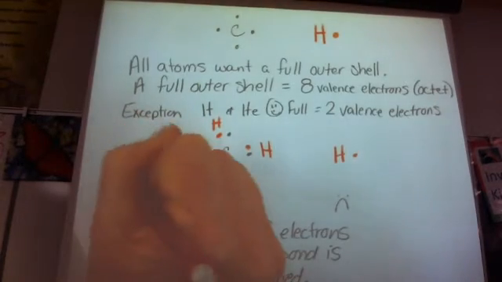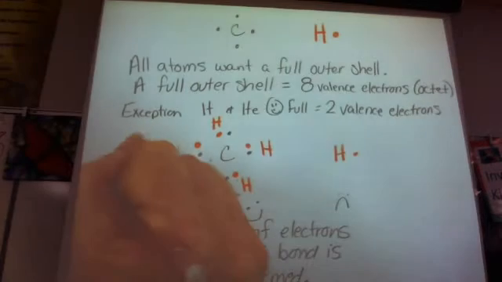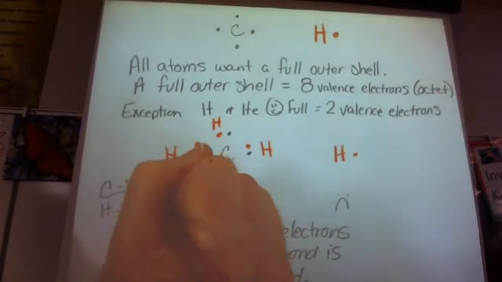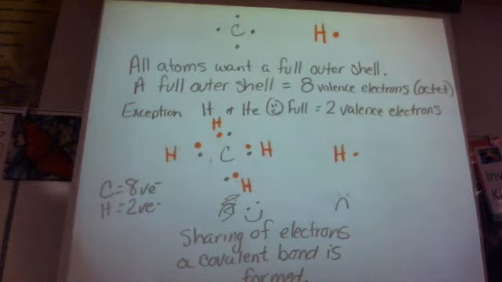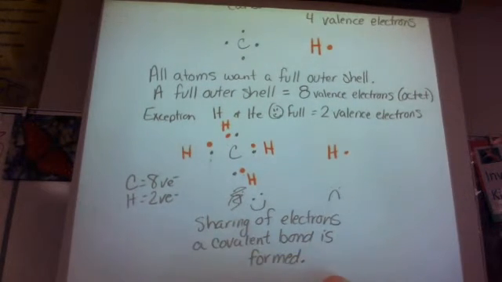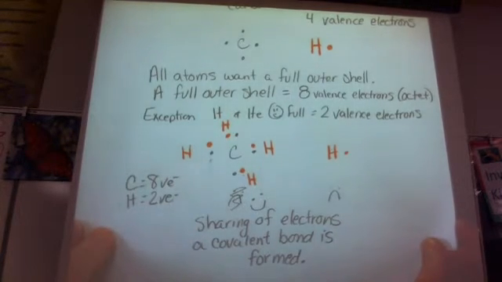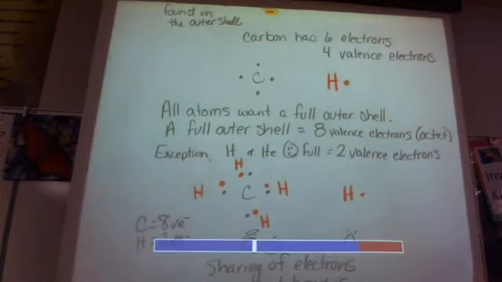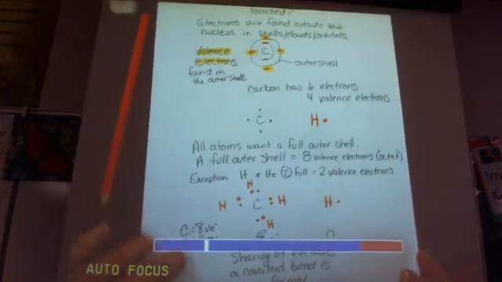So carbon has 8 valence electrons, and all the hydrogens have 2 valence electrons. Okay? Questions on that? So you want to know what the valence electrons are called, where they're located, and that they're in the outer shell. And where electrons are found, which is a little bit of a review. We've already answered that. Questions?